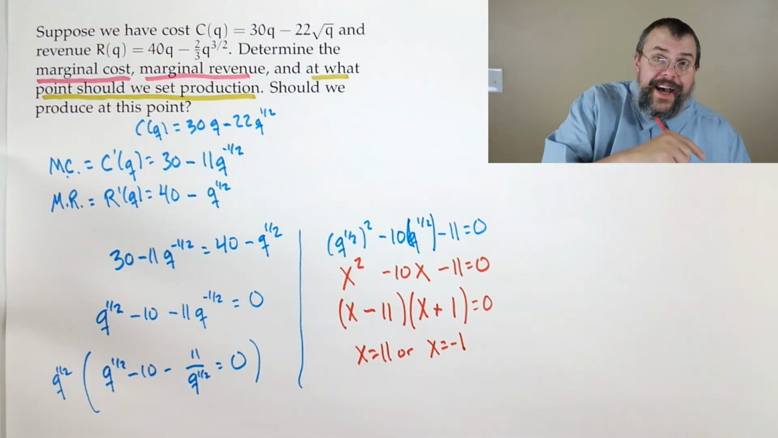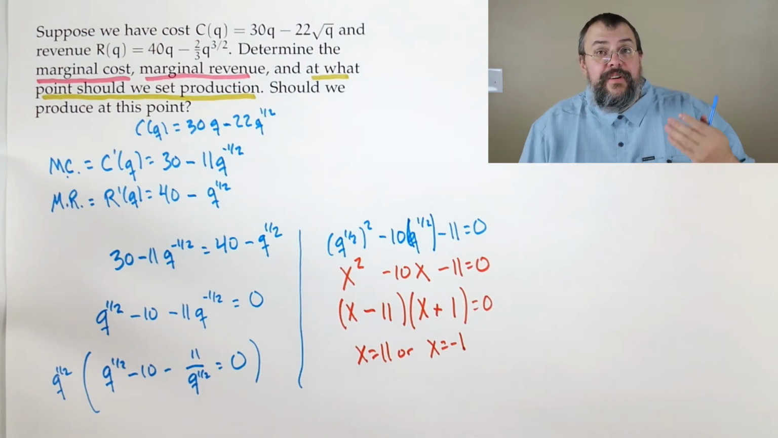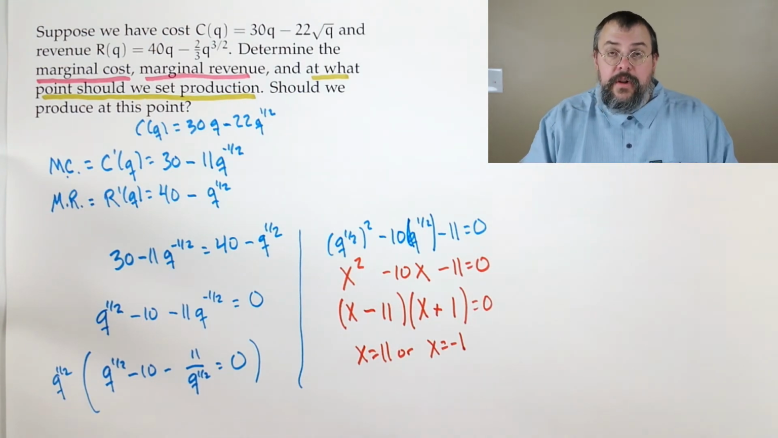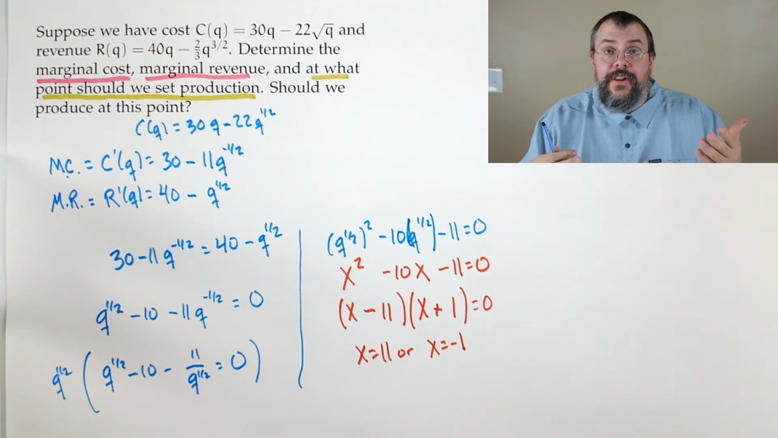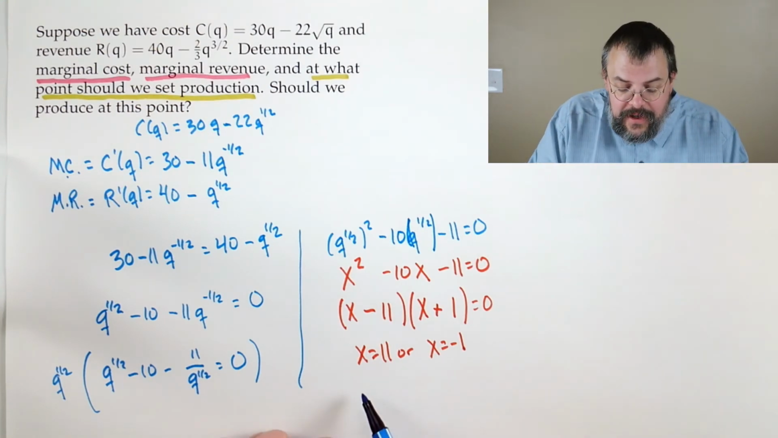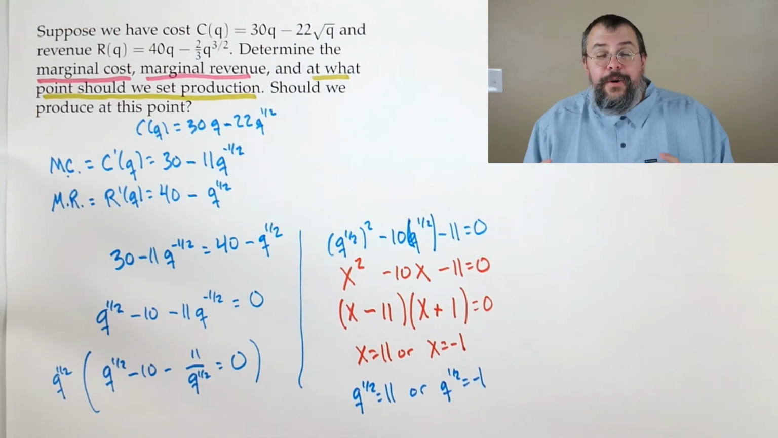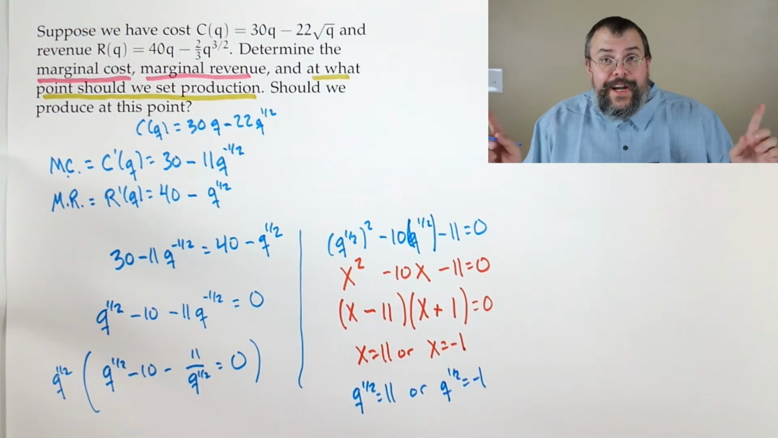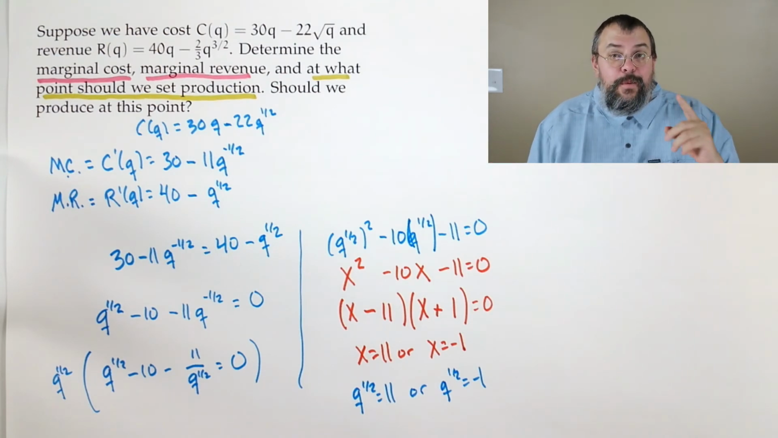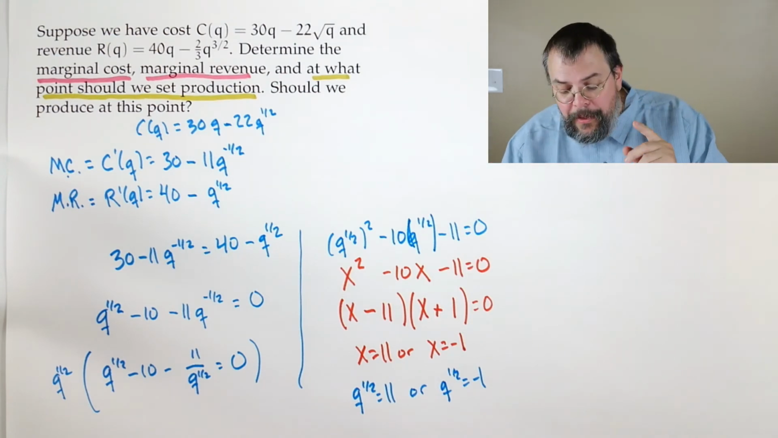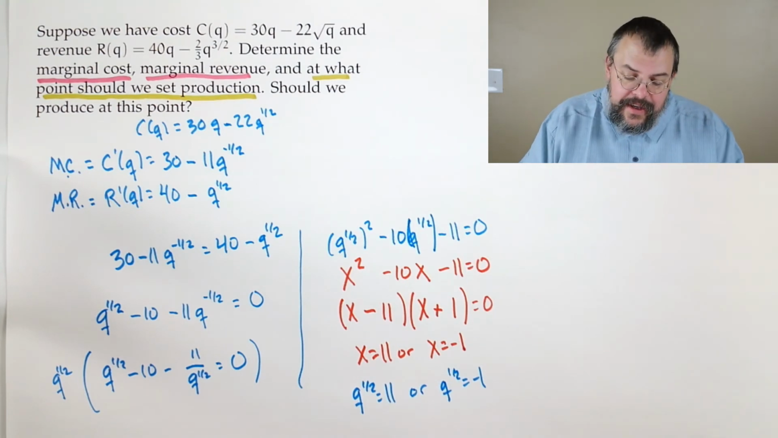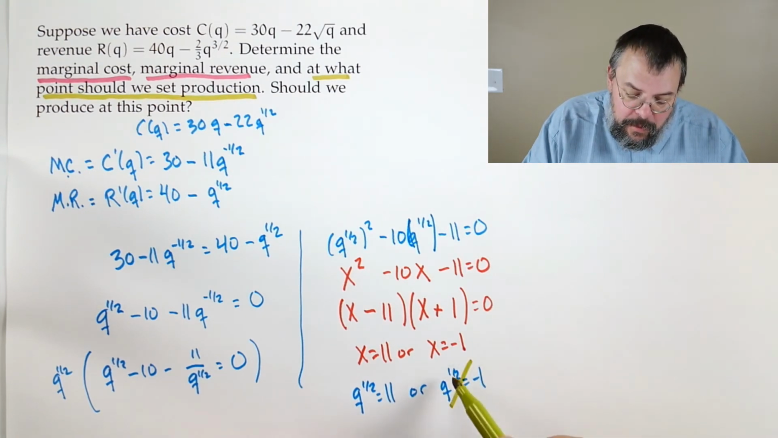Now, we switch back, because x was just a temporary stand-in for q to the 1/2. So that says q to the 1/2 equals 11, or q to the 1/2 has to equal negative 1. Now, one of these two we can eliminate right away without doing anything. Which one and why? The one we can eliminate is q to the 1/2 equals -1.